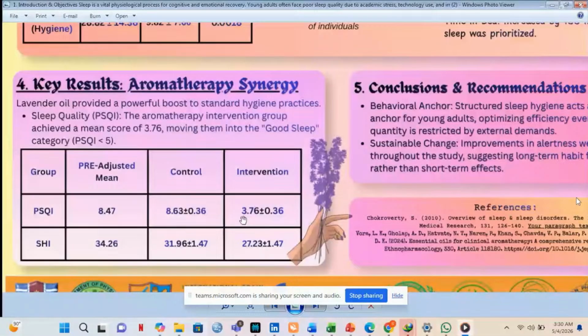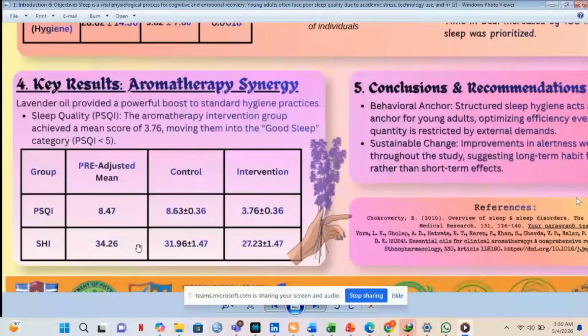While the control group, who didn't follow any intervention, reported 8.63. 8.47 had worsened in the control group. Here the SHI score dropped to 27.23, whereas in the control group it came down to only 31.96. Here you can see there is a difference between these two values, though a small one. So the intervention, which is aromatherapy, actually works on individuals who were facing these sleep quality issues.